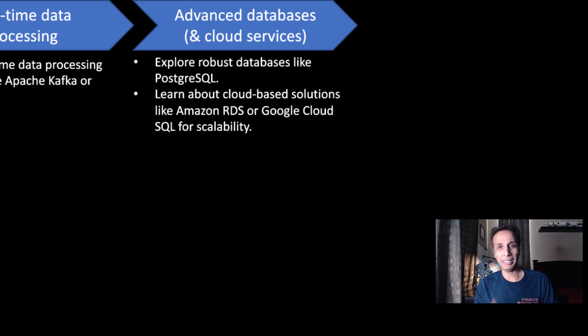For example, if you're streaming data to the cloud, then you have Amazon RDS or Google Cloud. You pick the cloud. They all have database solutions. And of course, the main advantage there is they're all scalable.